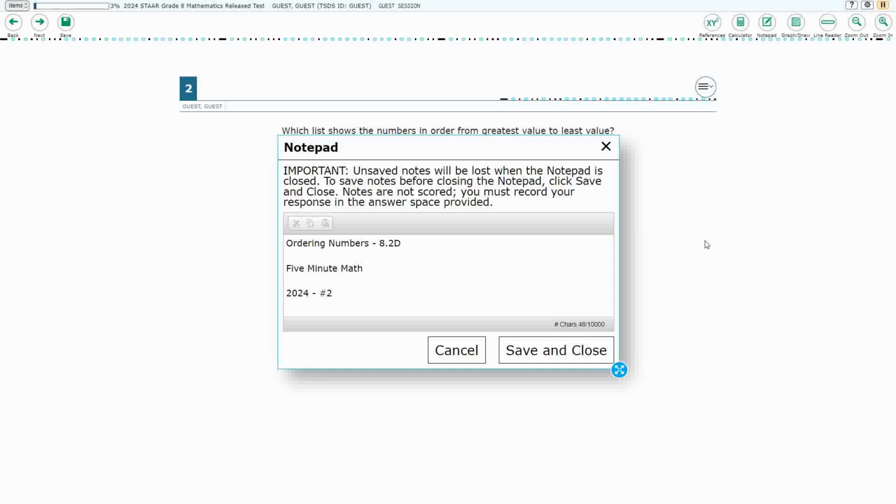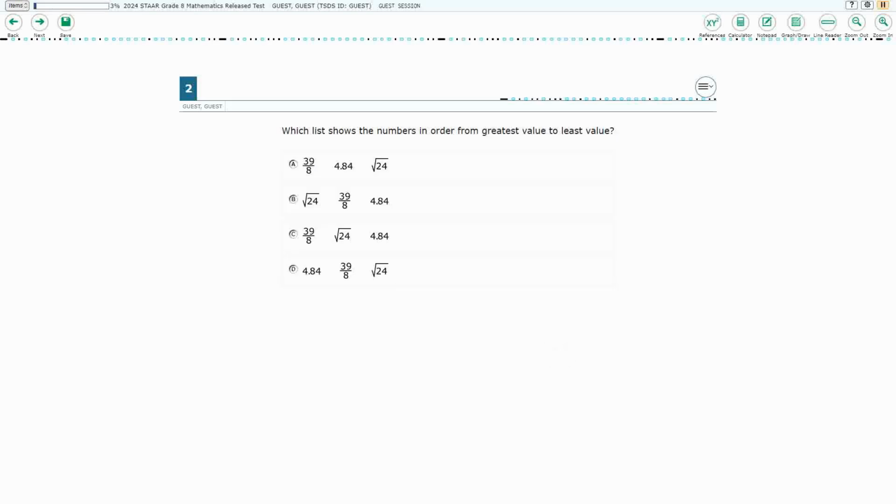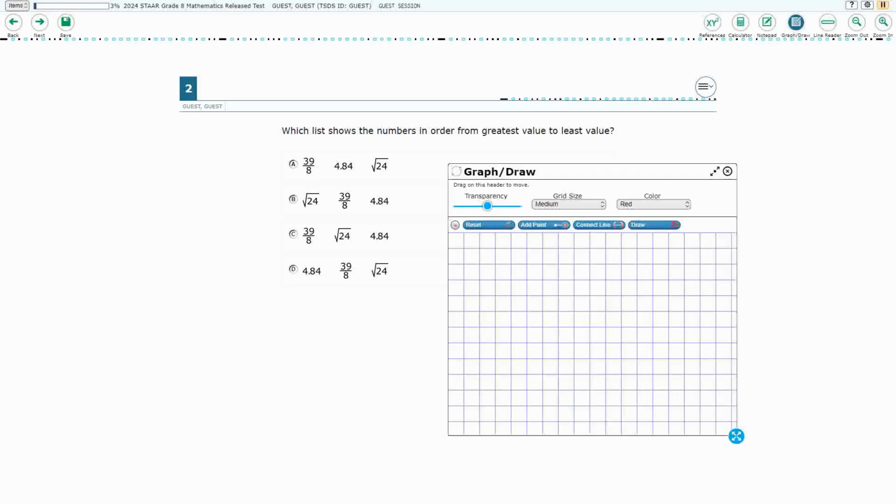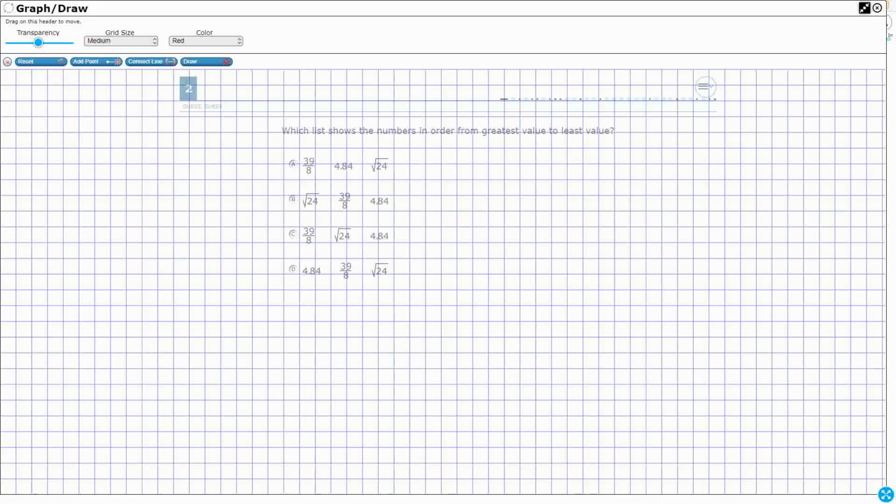Today we are looking at the 8th grade concept of ordering numbers. This is standard 8.2D in the great state of Texas, and we are using item number 2 of the 2024 released STAAR test. If you haven't done so already, please go ahead and take a moment to pause the video, work this problem out on your own, unpause it, and we will look at our answers together.